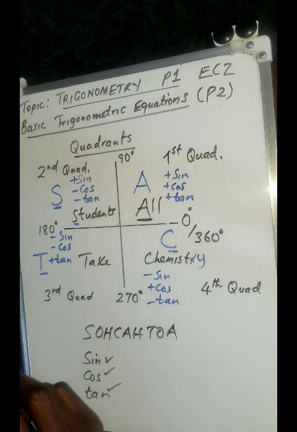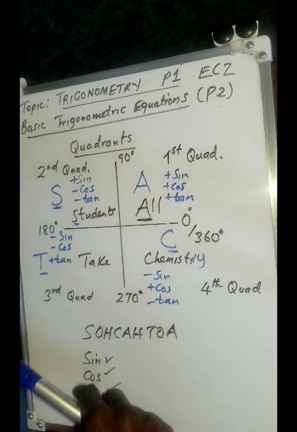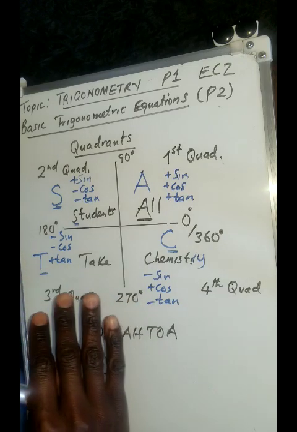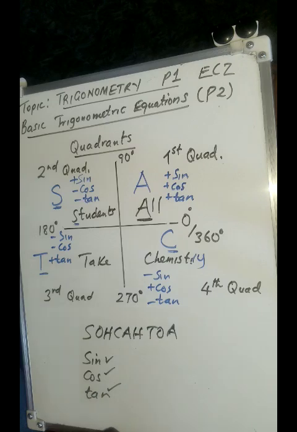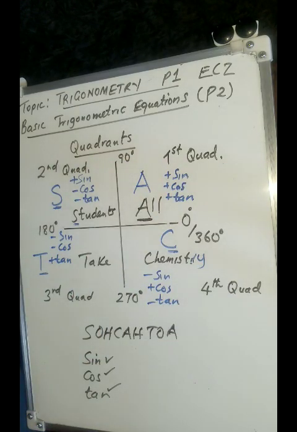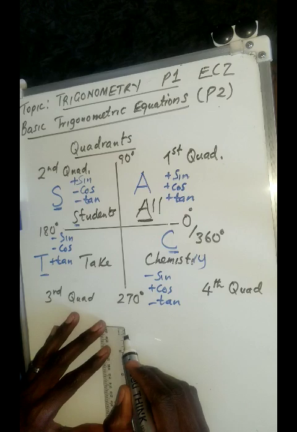And you need to know for each of these trigonometric ratios where they are positive and where they are negative, because it will help you to answer some basic trigonometric equations. So let me show you how you can answer basic trigonometric equations with this in mind. But of course, before we move on, I want to highlight a concept again that you need to remember about these trigonometric ratios.